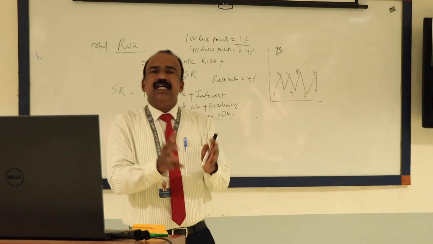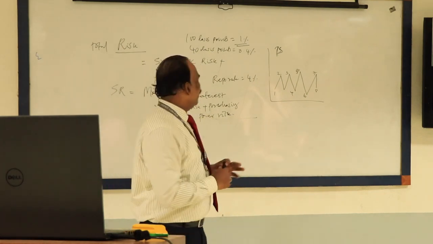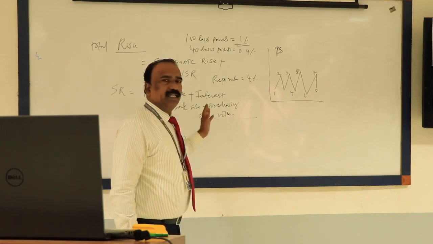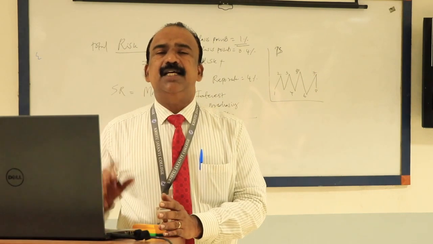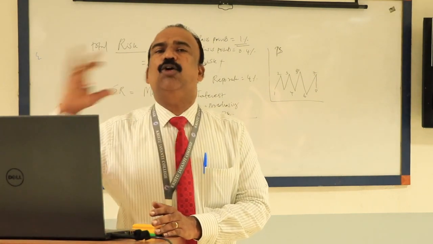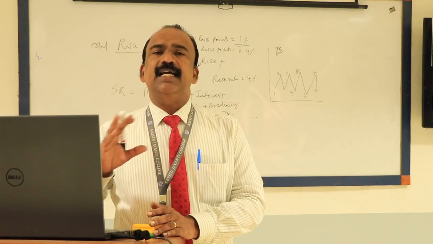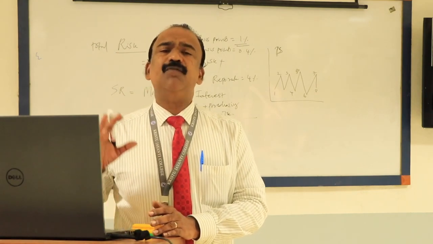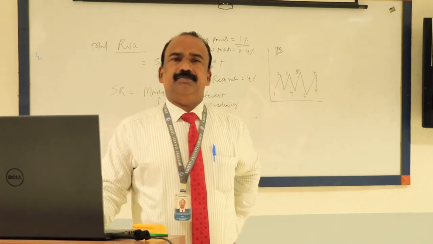So interest rate risk and purchasing power risk are closely related. Any clarification with regard to market risk, interest rate risk and purchasing power risk? These risk factors, no company can have control over. So it is called non-diversifiable risk, or we call it market risk, or we call it systematic risk.